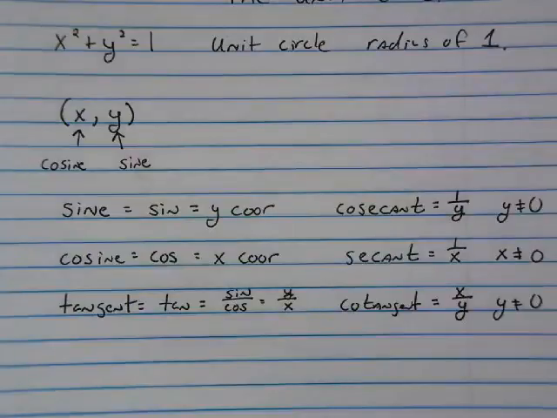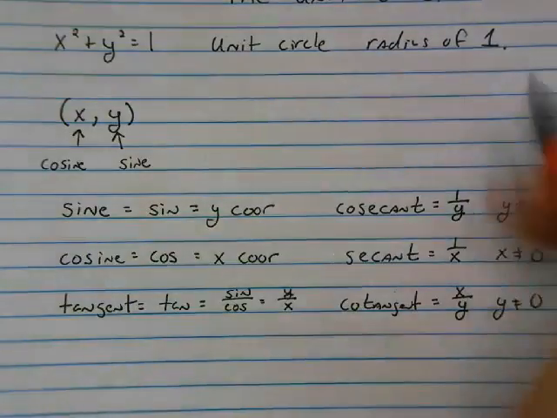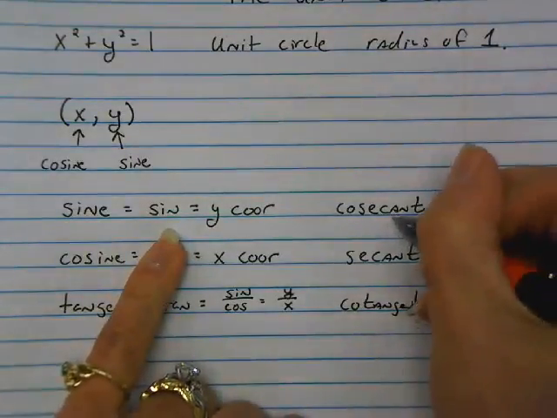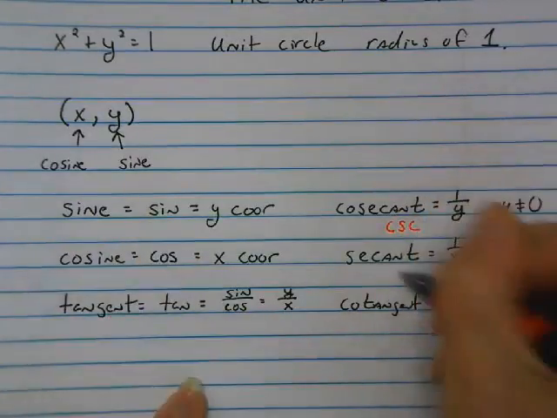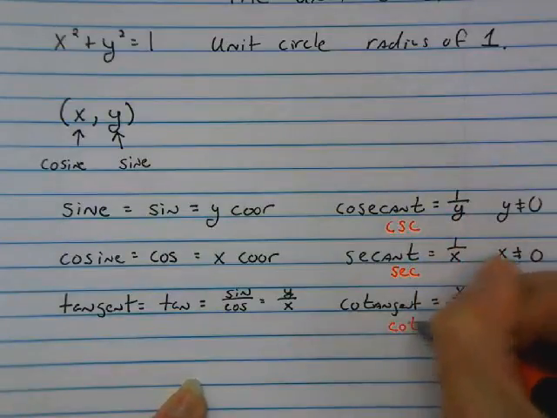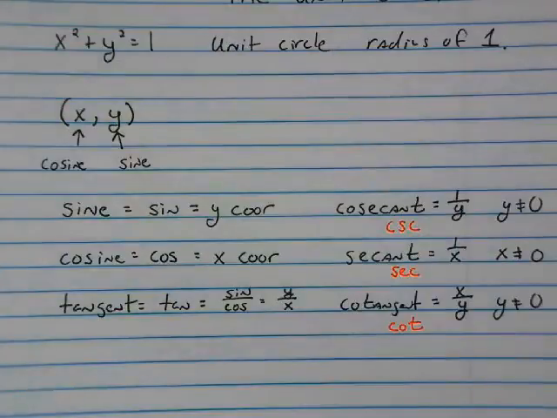Let me go ahead and write their abbreviations in here. So cosecant is CSC, secant is SEC, and cotangent is COT. Okay, so those are their abbreviations. So, how are we going to use this newfound information?